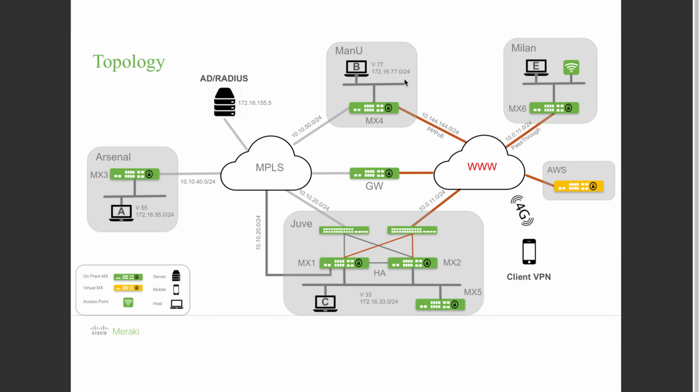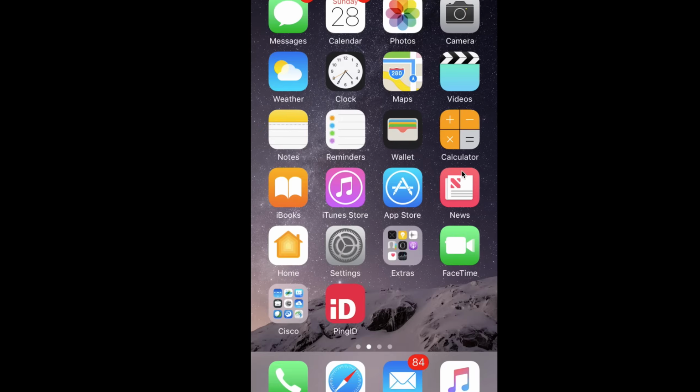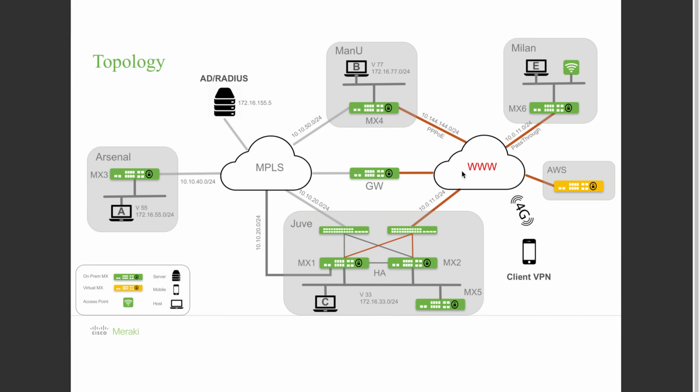So I'm going to focus on the Man United side. I have a client here, which is client number B. It's connected to the MX and then connected to the internet. What I want to do first is start to block traffic based on application. So I will try to block a specific application and see if this application is blocked from the host.